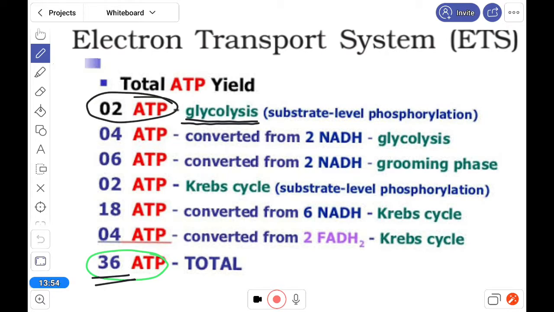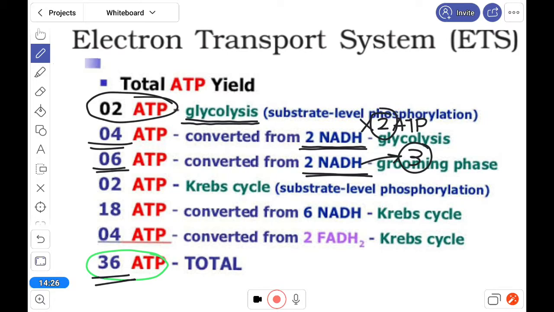Here 2 NADH are produced. Each NADH will produce 2 ATP, so here it is 4. After that, in the in-between stage, there are also 2 NADH, but here it is 6. Look here, from 1 NADH, 3 molecules of ATP are produced, but here it is 2 molecules of ATP. This controversy is there still.